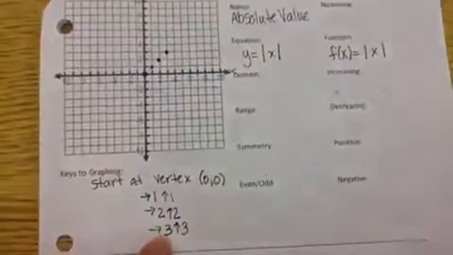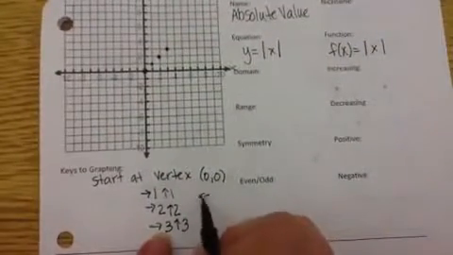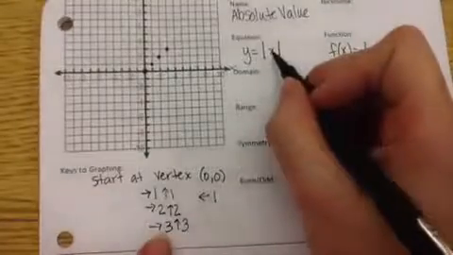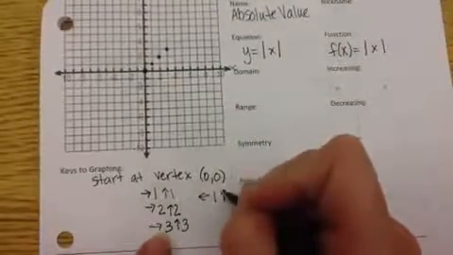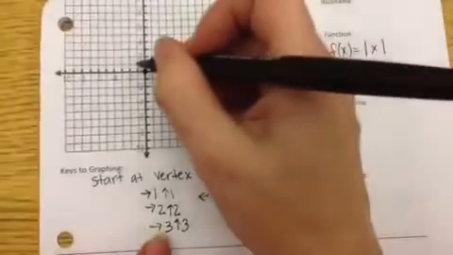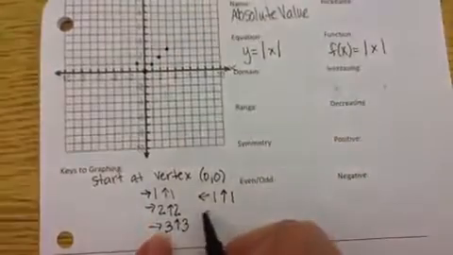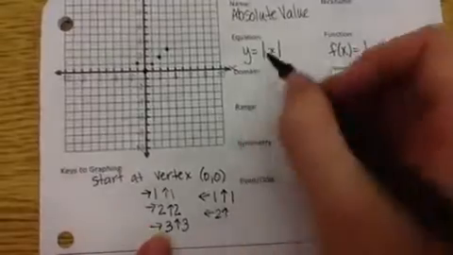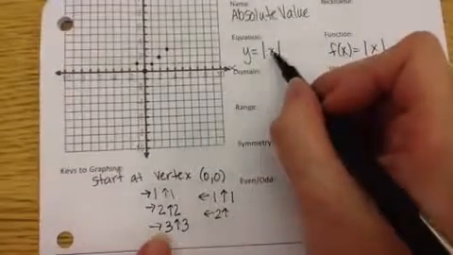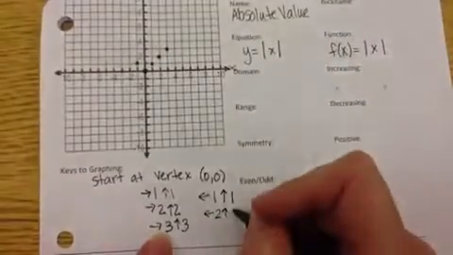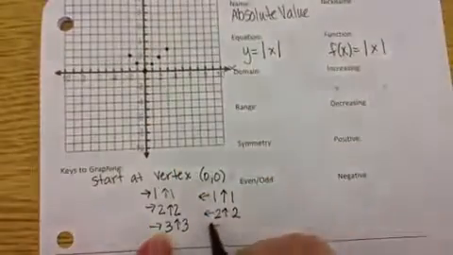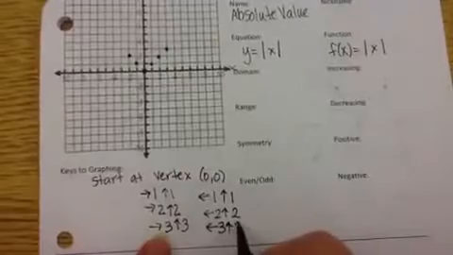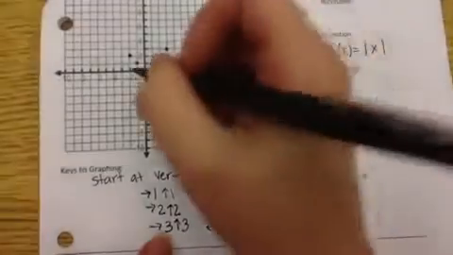Let's see what happens when I move left. If I move left 1, that's like putting negative 1 in for x. Well, the absolute value of negative 1 is positive 1, so if I move left 1, I'm still going to move up 1. Similarly, if I move left 2, that would be the absolute value of negative 2, which is also positive 2, so left 2, up 2. And you guessed it, if I move left 3, I will be moving up 3 as well.